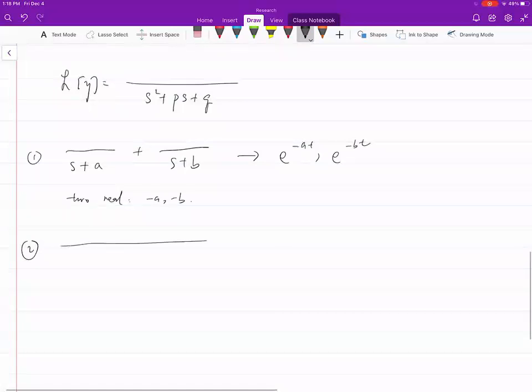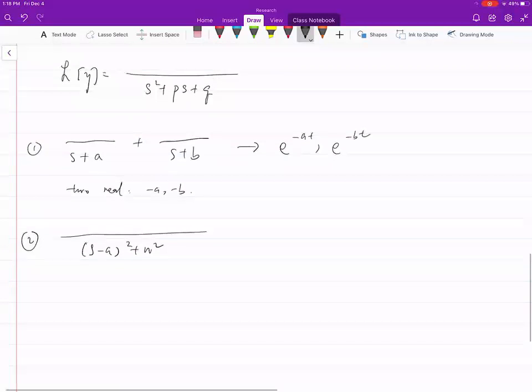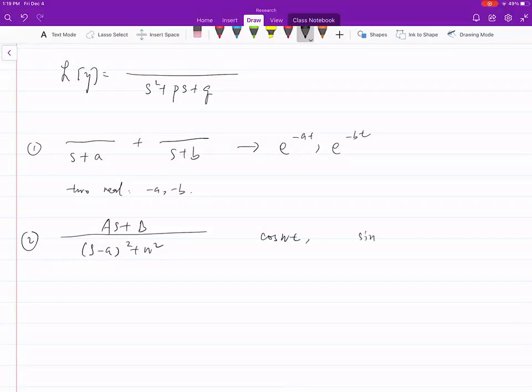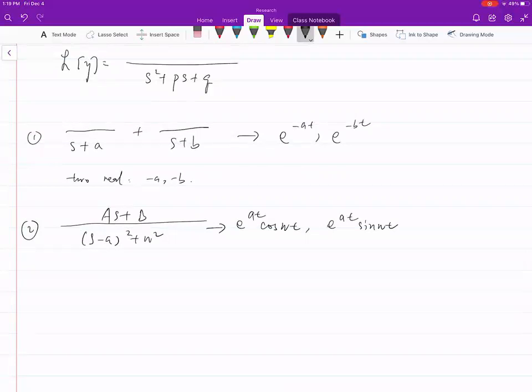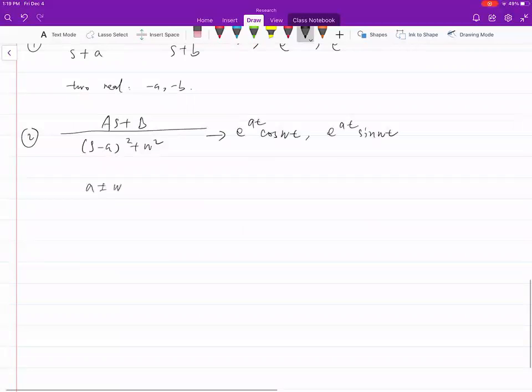Number two, this one may be irreducible. So you have this. You may have an s plus a, and a b. For the one with s, you have cosine omega t. For the one with a constant, you have sine omega t. What the a does is it shifts everything according to the inverse Laplace transform. But of course, we know this corresponds to a plus minus omega i, which is the two complex solution case.